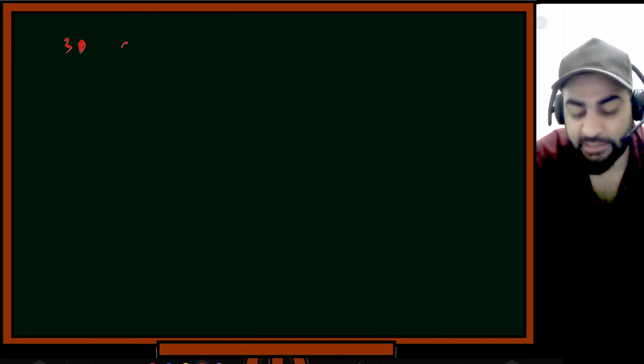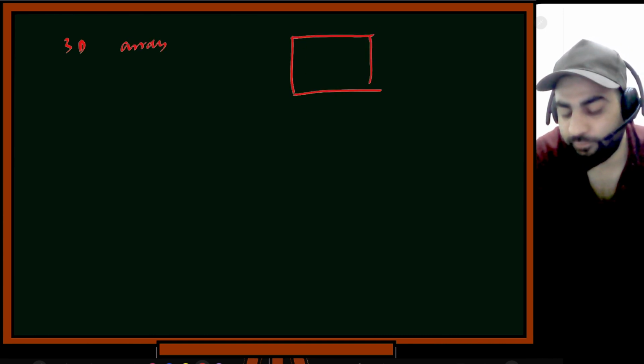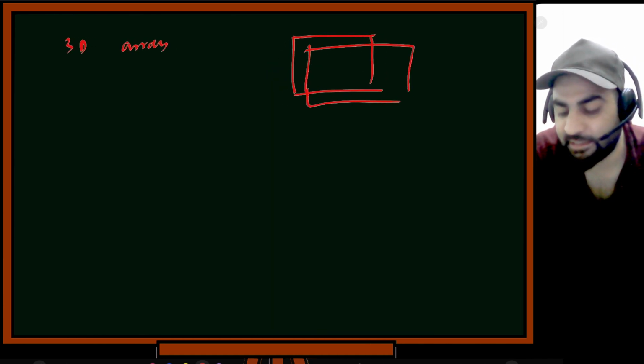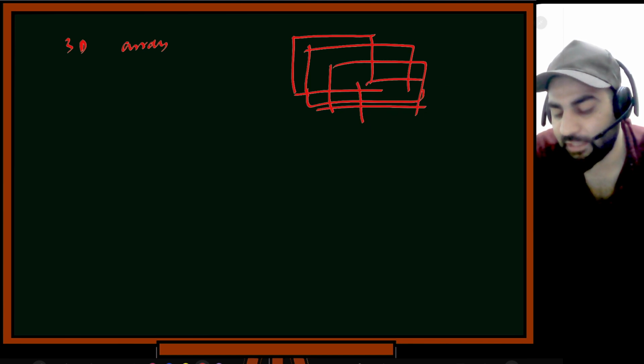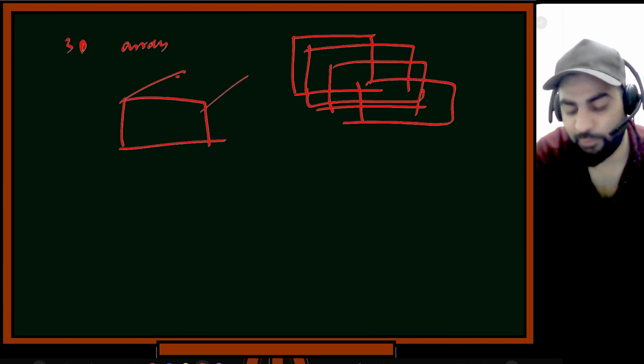Let's now talk about 3D arrays. How to think about 3D arrays? So 3D arrays can be thought of like a cube. This is your first slice of the array. Then you'll have a second slice like this, and you'll have a third slice, fourth slice. There will be slices of arrays. So the array will look like this.